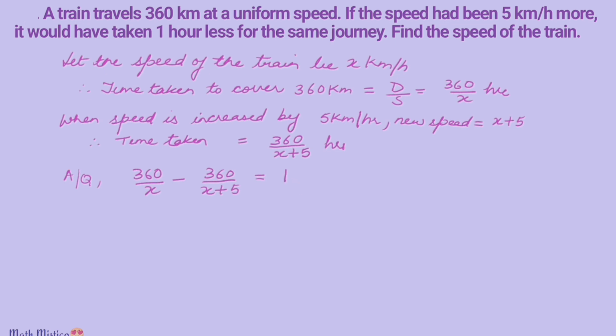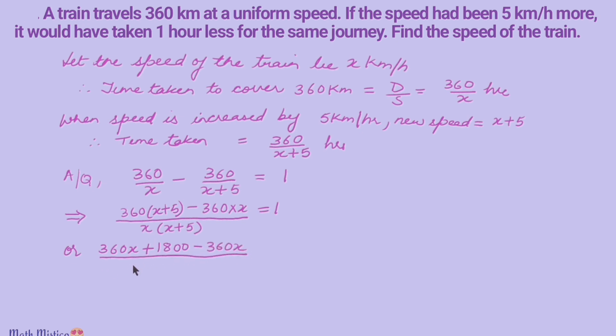Taking LCM, we can simplify this equation further. As they are different, the LCM will be their product. This would be multiplied with this to get the LCM. In the numerator, we have, and similarly in the other part, opening the brackets, 360x plus 1800 minus 360x upon x square plus 5x is equal to 1.